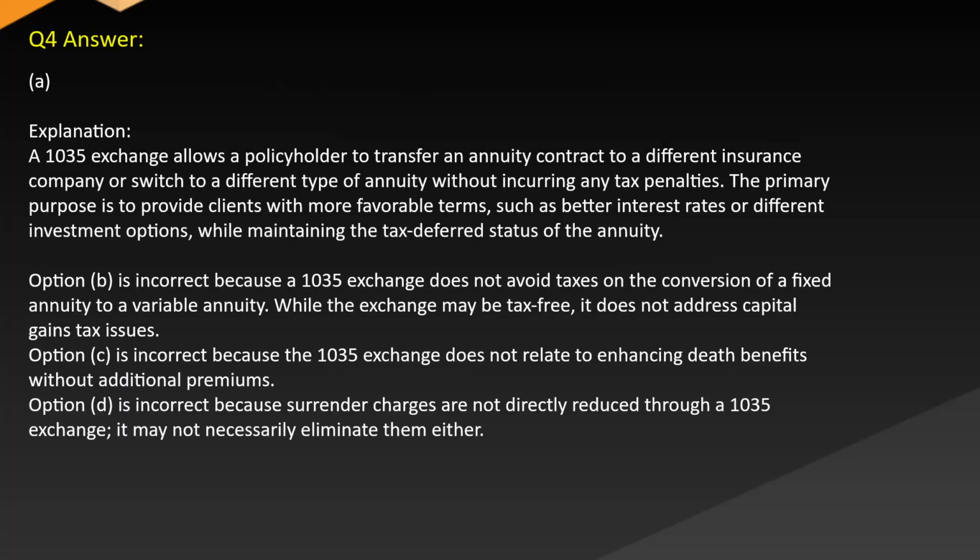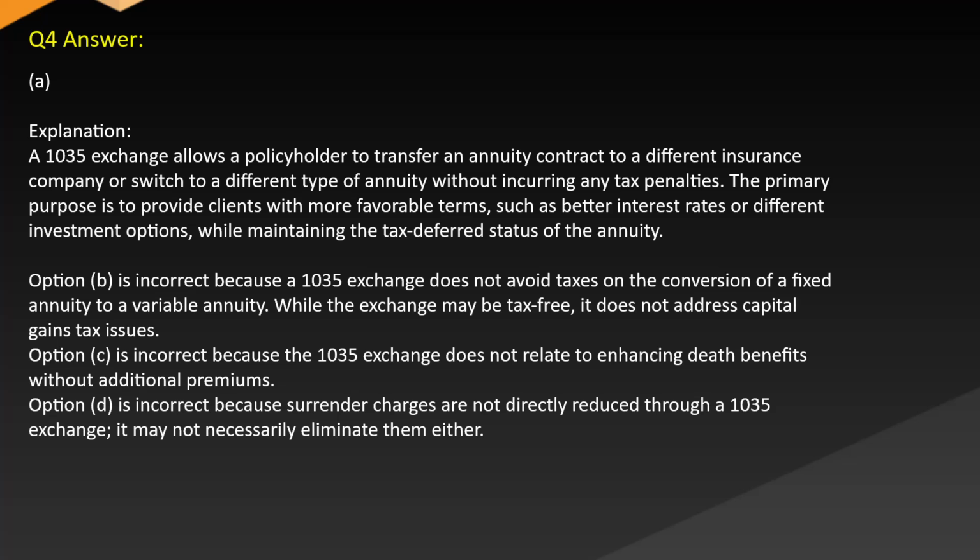Answer A. Explanation. A 1035 exchange allows a policyholder to transfer an annuity contract to a different insurance company or switch to a different type of annuity without incurring any tax penalties. The primary purpose is to provide clients with more favorable terms, such as better interest rates or different investment options, while maintaining the tax-deferred status of the annuity.